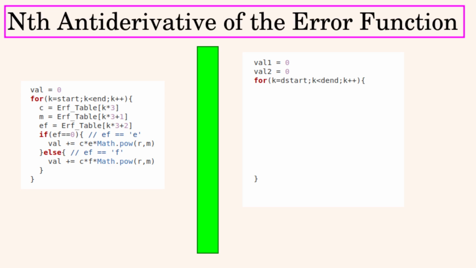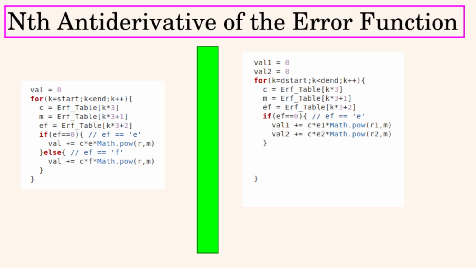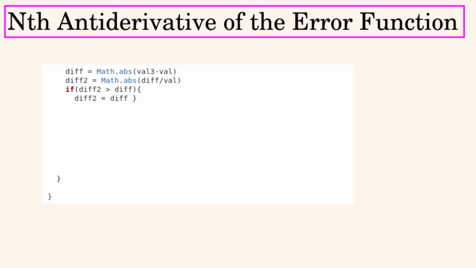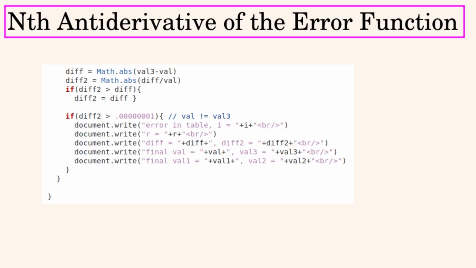We'll make up a loop to go through every term in the antiderivative. We'll get each of the constants for each term, and if the trailing variable is e, then we'll calculate the value here. Otherwise, if its trailing variable is f, then we'll calculate its value here. And this is the numerical differentiation step. So we'll get the absolute and relative differences here and get the smallest one. If the difference is too large, then we'll return an error with all of these variables that will help us to debug the code. And then we'll display a message that testing has finished.